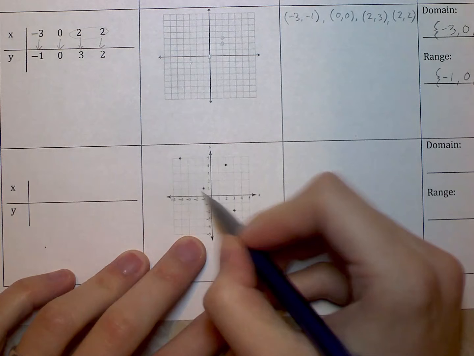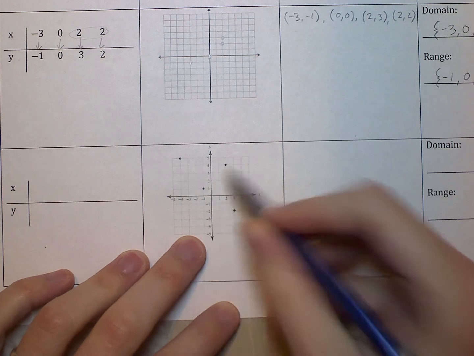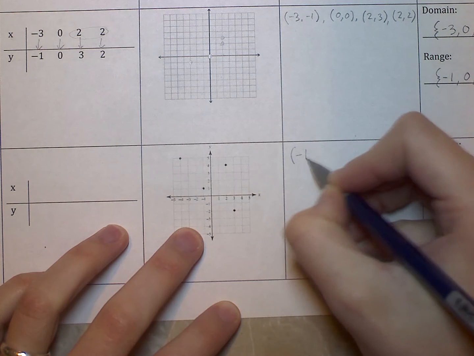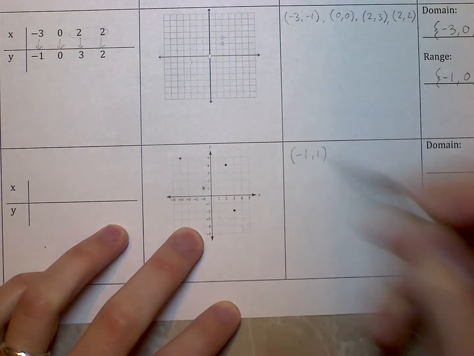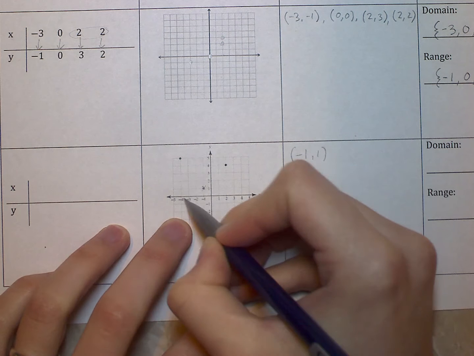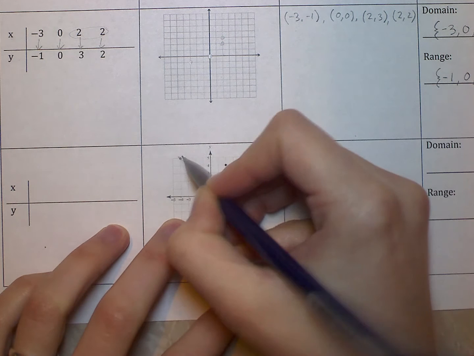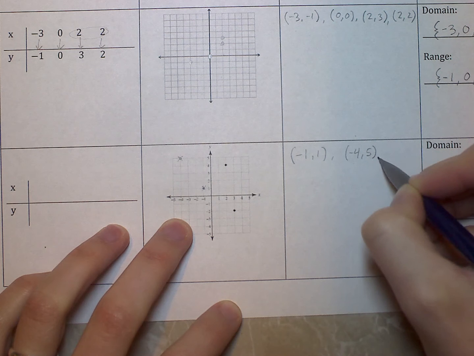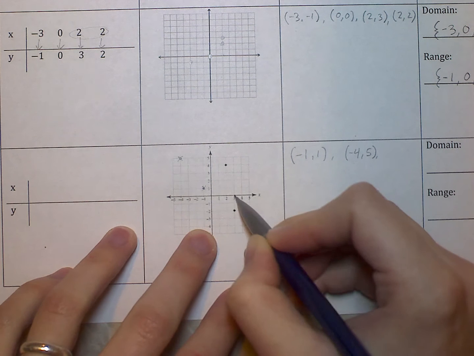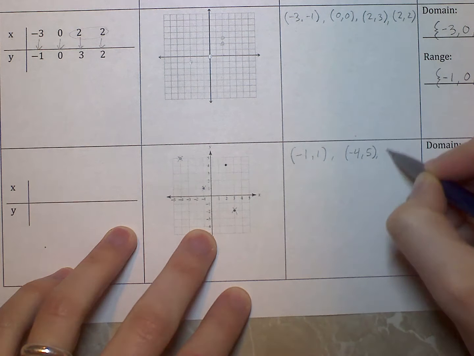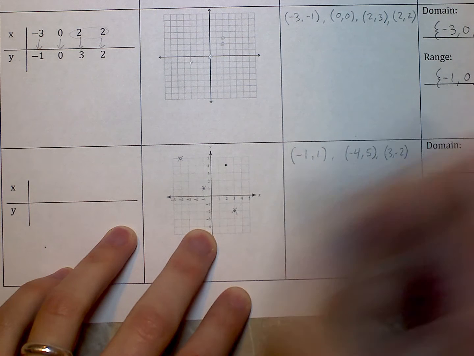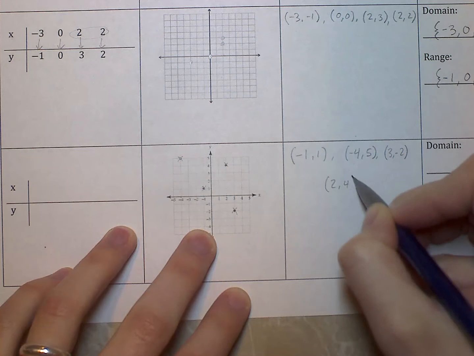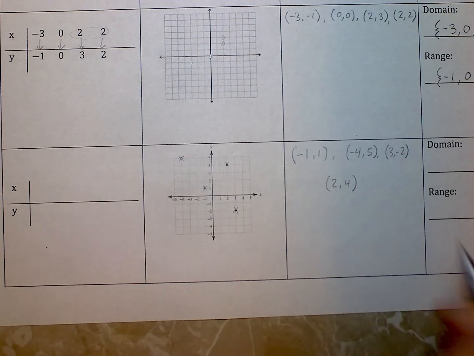Okay, this time I'm given a graph. So I'm going to start with the ordered pairs here. -1, 1. I'm just going to put like a little X so I know that I did that one already. This is -4, 5. This one is 3, -2. And the last one is 2, 4. Okay. And then let's do the table.